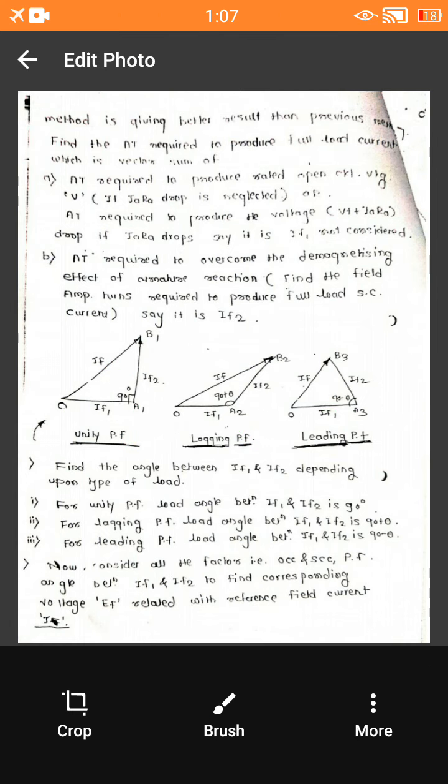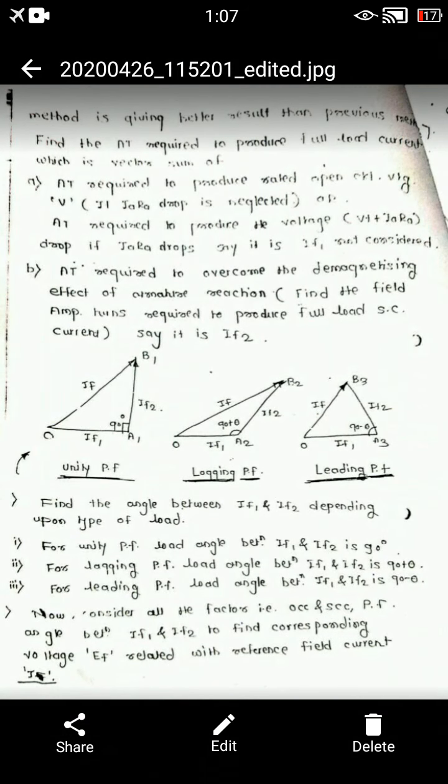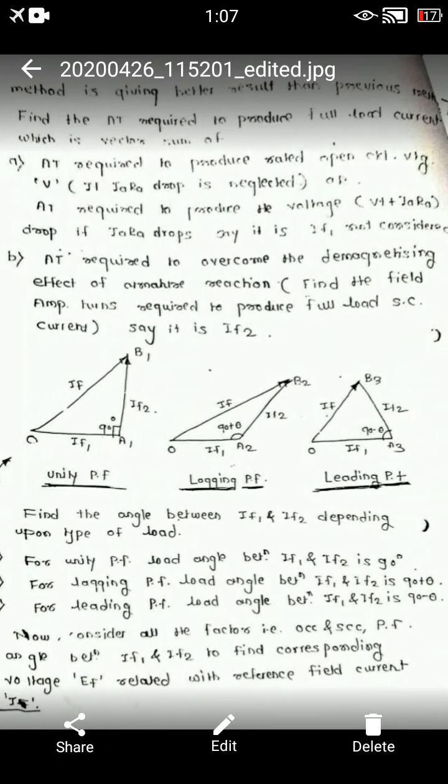So considering these analogies for understanding the concept of finding out the value of IF1, we find the angle between IF1 and IF2 depending upon the type of load. First condition, for unity power factor, the load angle between IF1 and IF2 is 90 degrees. For lagging power factor, the angle between IF1 and IF2 is 90 plus theta. And for leading power factor, the angle between IF1 and IF2 is 90 minus theta.